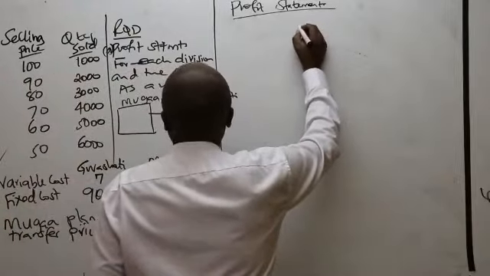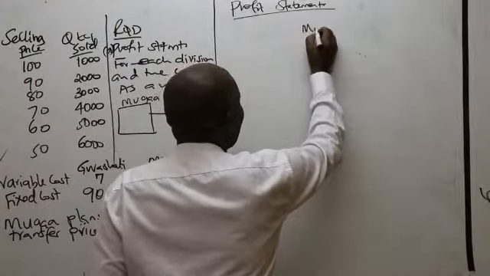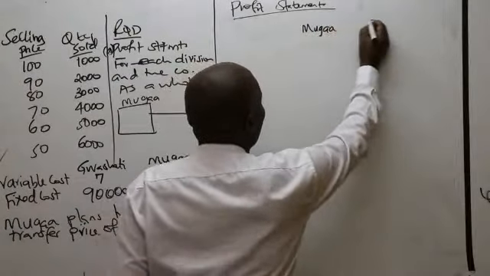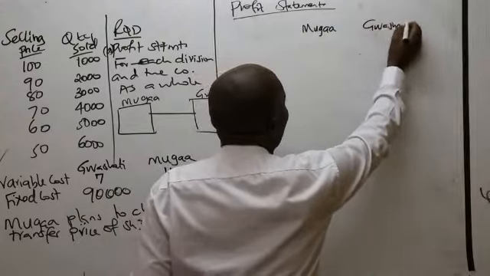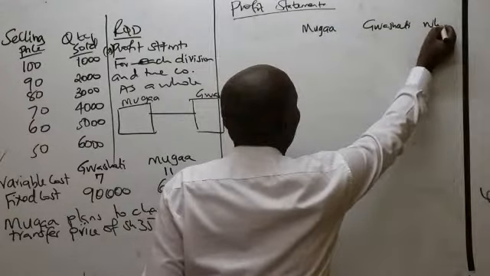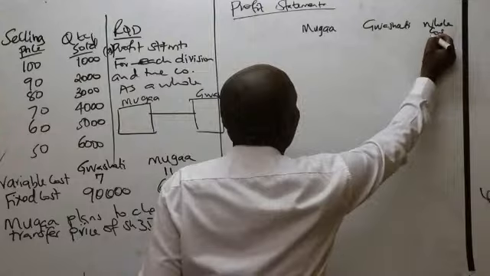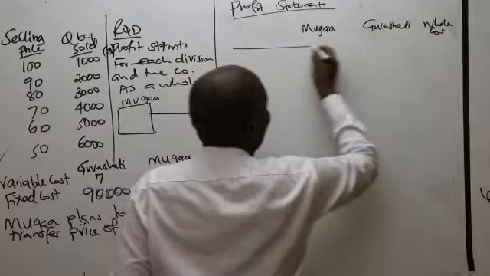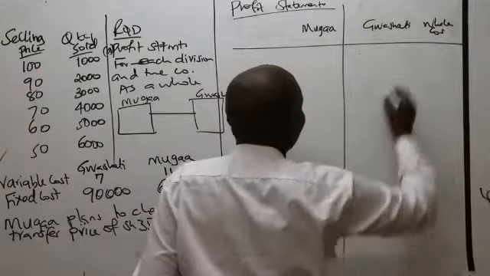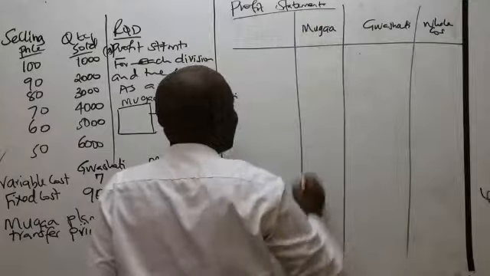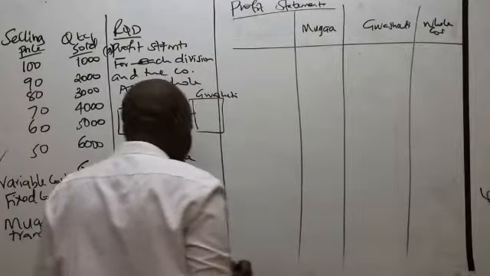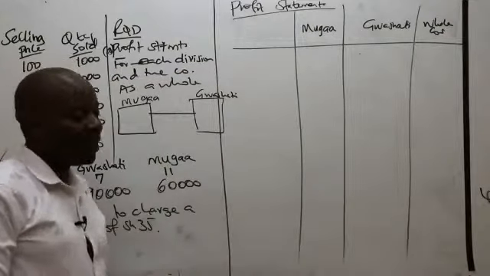So we have here Muga, we have Washati, and then we have the whole company now. So those three, the whole company. So two divisions, and of course, when you combine them, we shall be having the whole company.